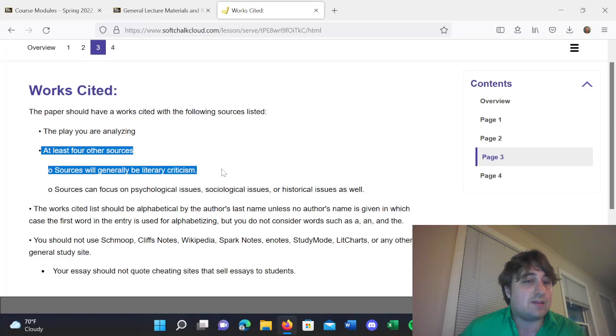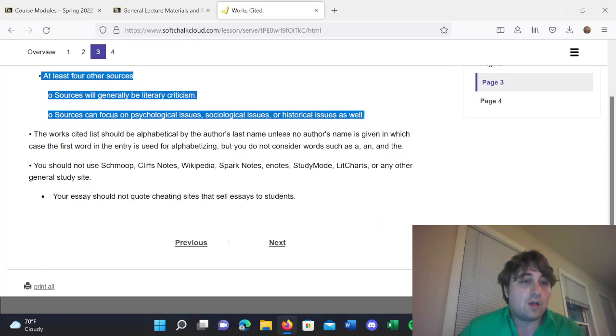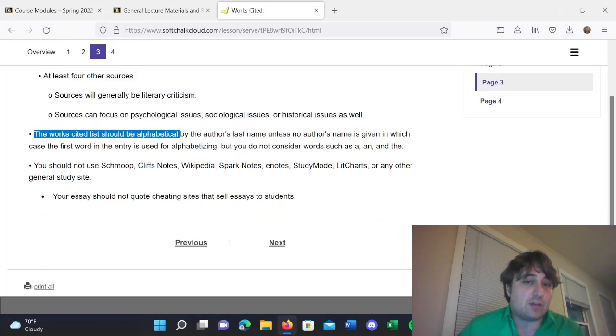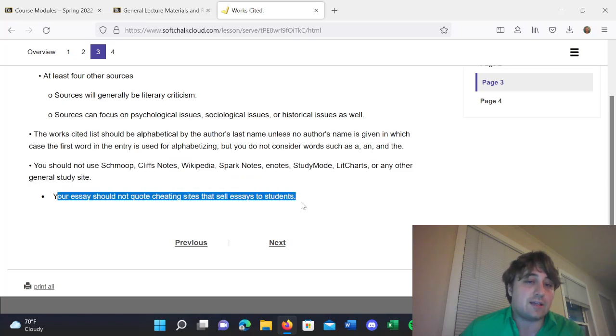They'll generally be literary criticism, so commentary on the play, and they can focus on psychological issues, sociological issues, or historical issues. The works cited list should be alphabetical. Don't use Shmoop, Cliff Notes, Wikipedia, SparkNotes, eNotes, Study More, LitCharts, or any of those sites. That's not a citation. Your essay should not quote cheating sites that sell essays to students either.